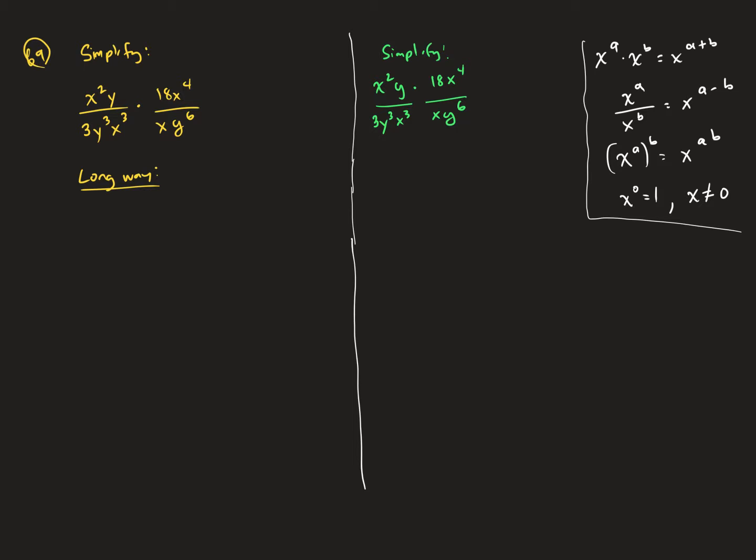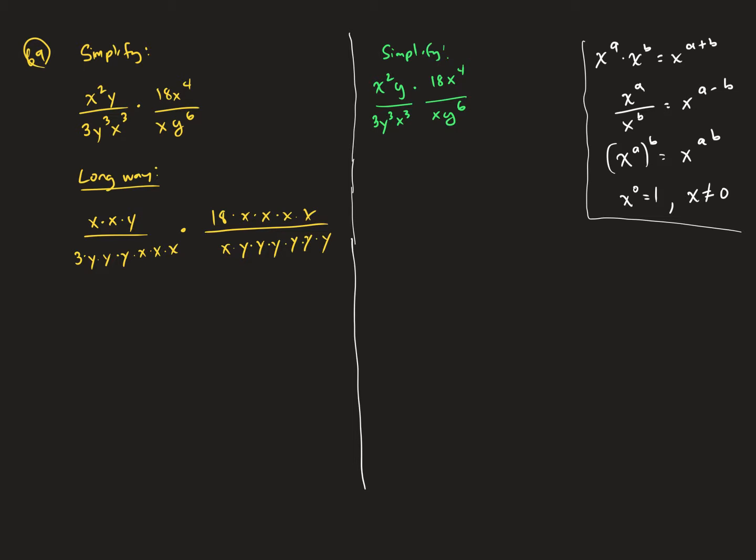Now, the first thing we would do is look at each of these things as being raised to a power and say, what does that actually mean? So x squared means x times x, right? So I would write x squared times y as x times x times y. And then 3y cubed, x cubed would be 3 times y times y times y. Ooh, no, there's only 3 y's. Times x times x times x. And that's going to be multiplied by 18 x, x, x, x. And then on bottom, x, y, y, y. Why do I have to write so many y's?